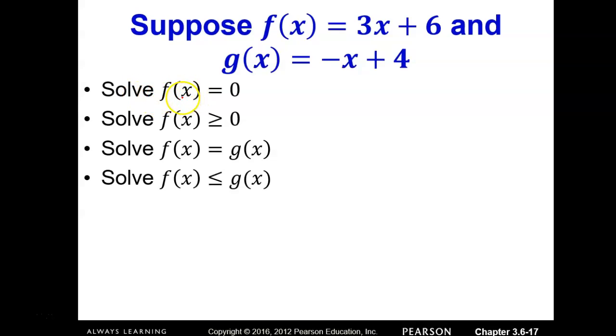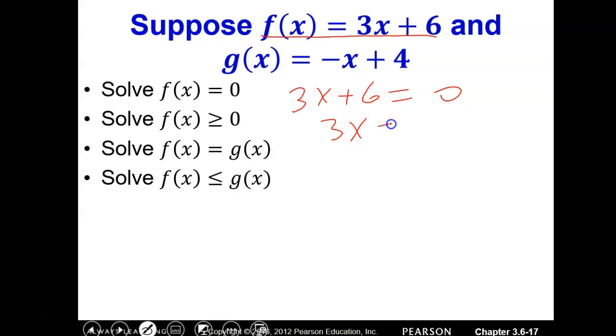So he says solve for f of x equals 0. So that means this is f of x. So we take f of x equals 0. So that means 3x plus 6 equals 0. So subtract 6 from both sides and then divide both sides by 3. So that's negative 2.